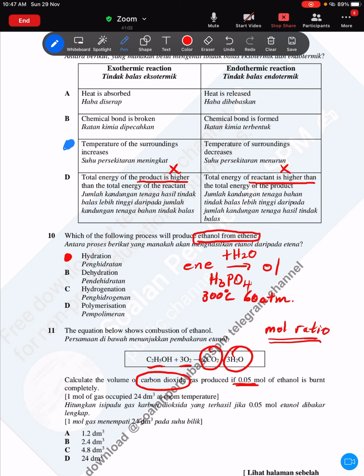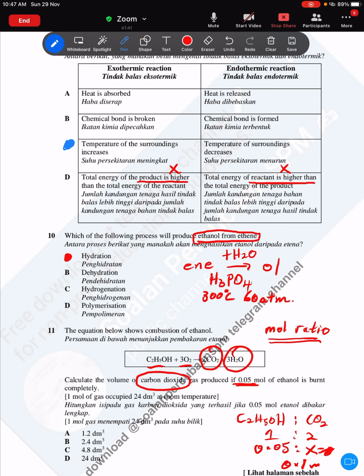So, the ratio will be between C2H5OH, the ethanol, and the carbon dioxide. In this case, the ratio will be 1 to 2. And the mole that I'm given over here is 0.05. And what will be the X? 0.1? Oh, yeah. 0.1. Ya, saya tulis kat situ 0.1.